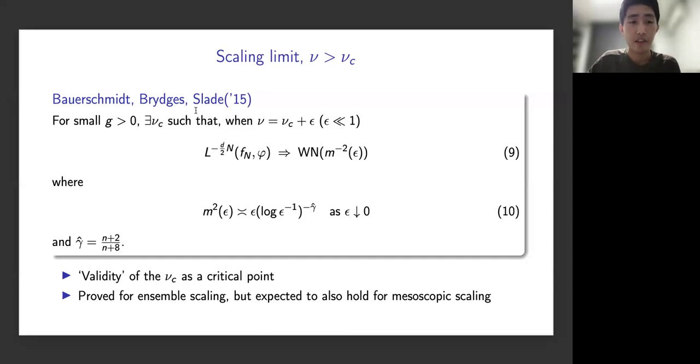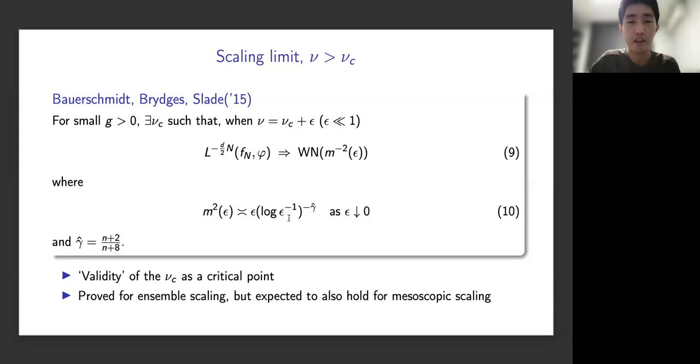So they proved that when g is sufficiently small, there is some value nu_c such that when nu is nu_c plus epsilon with epsilon sufficiently small, then phi tested against f_n with scaling factor L to the minus d over 2 n converges to white noise with variance m to the minus 2. Here m is called the effective mass of this system, and the asymptotic as epsilon goes to 0 can also be computed.